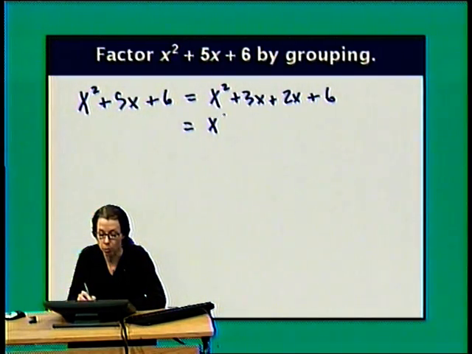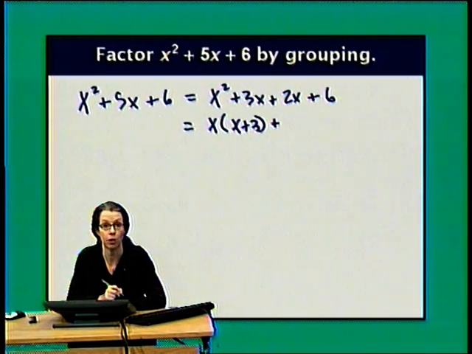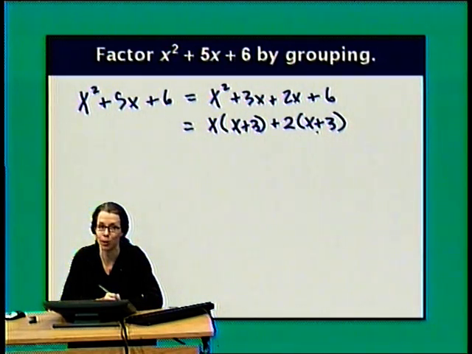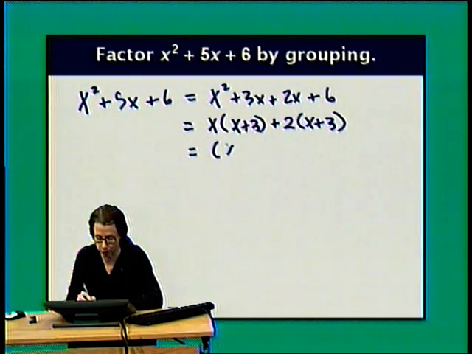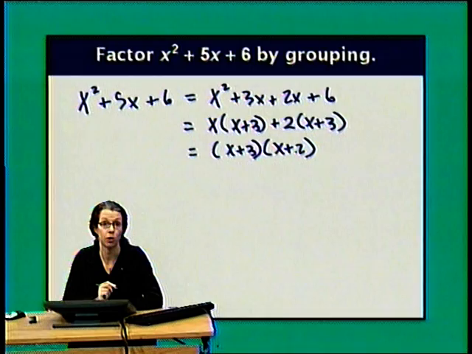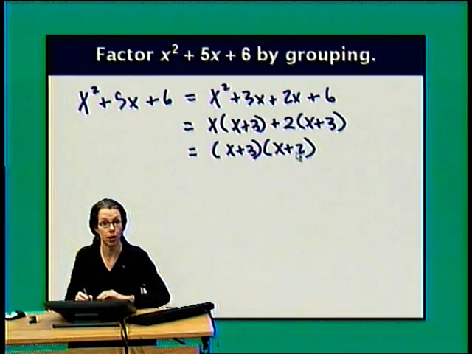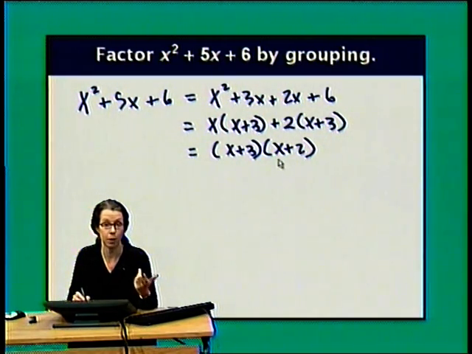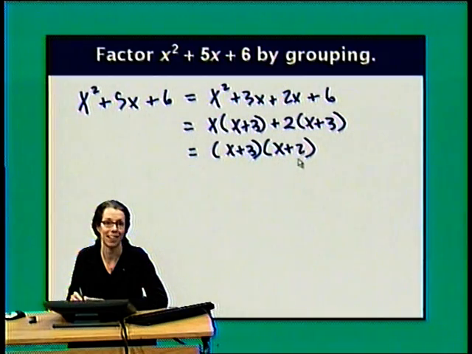So the first two terms share a common factor of x. That leaves behind a binomial factor of x plus 3. The second two terms share a common factor of 2. Once again, that leaves behind a binomial factor of x plus 3. Factoring that out, I have x plus 3 times x plus 2. I've taken a few extra steps to factor this trinomial, but I ended up factoring it into the product of binomials. Just a quick check using FOIL, x squared plus 2x plus 3x, there's my 5x, plus 6. It checks.